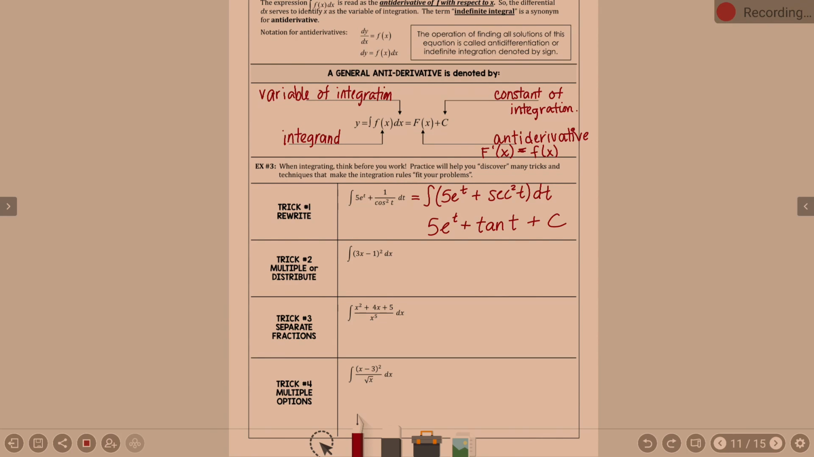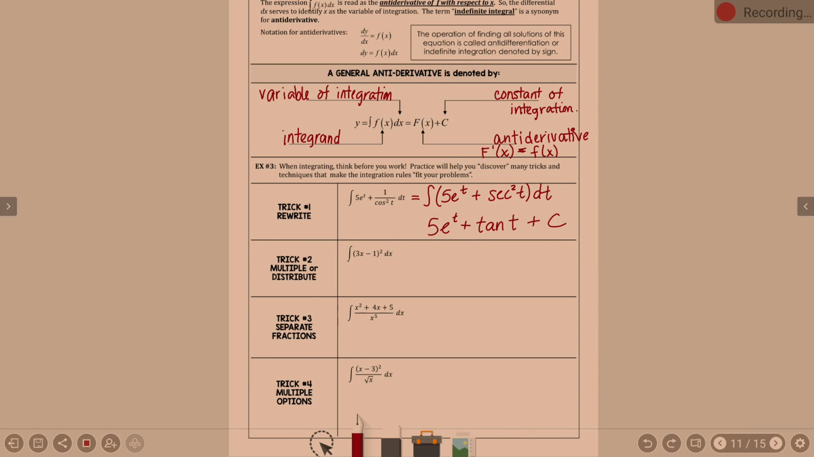Okay, number 2. The integral of 3x minus 1 squared. Could you integrate it as is? The answer is always yes. However, when you start integrating this and start talking about power, we're doing the derivative. There's a chain rule here, and it just gets kind of complicated then. I don't feel like doing that.